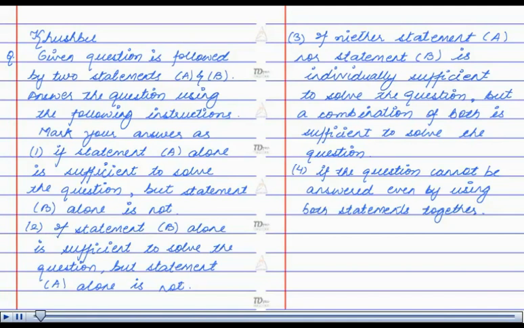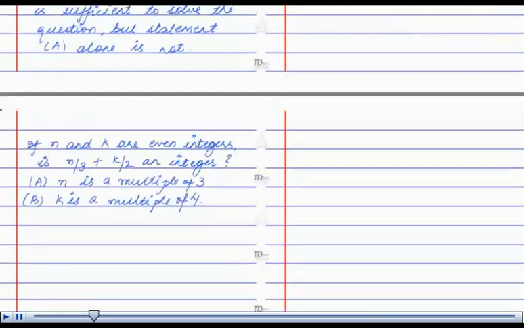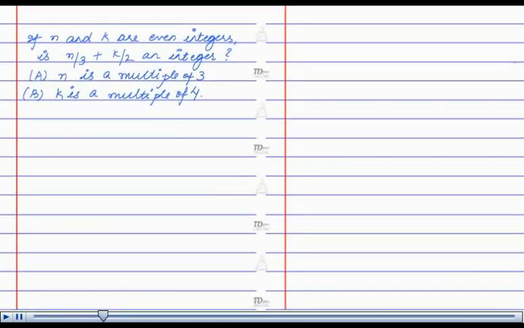Hello, I am Khushbu. Given question is followed by two statements A and B. Answer the question using the following instructions. A set of 4 instructions has been given, which is followed by the question: if n and k are even integers, is n by 3 plus k by 2 an integer? Statement A is n is a multiple of 3 and statement B is k is a multiple of 4.